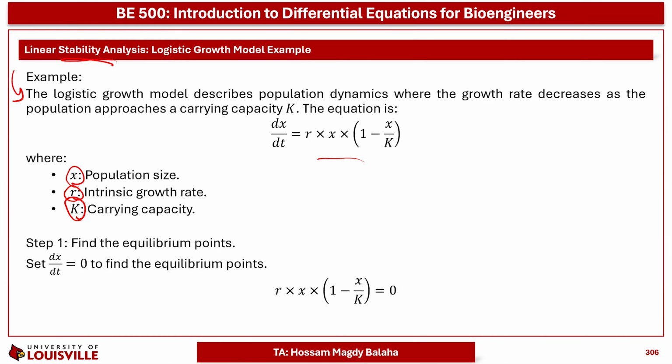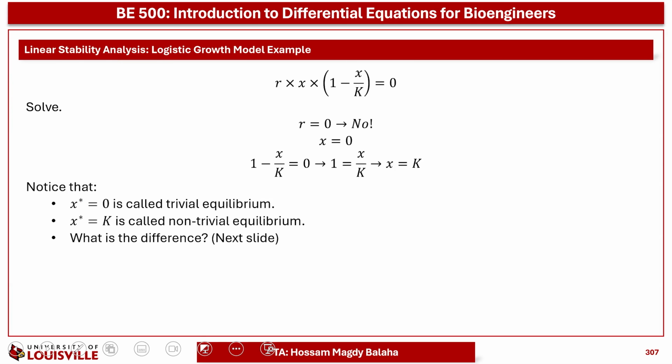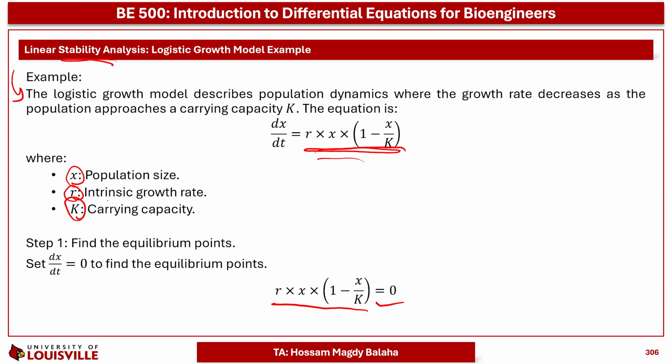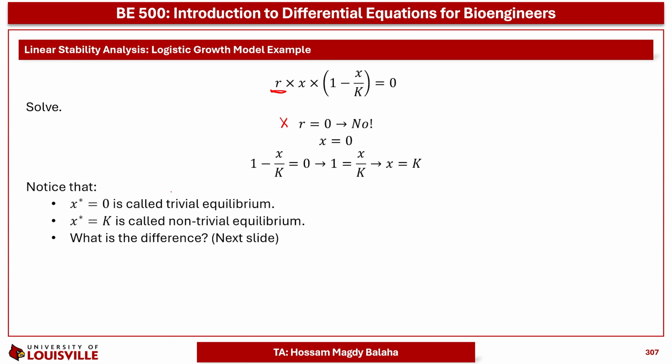The first step is to find the equilibrium points by setting dx/dt equal to 0 and solving the equation. So we will set this equation to 0 and start to solve it. Our aim is to find the values that can make this equation equal 0. So we may say that R may equal 0, and this is wrong because we are focusing here on our variables, and also R is a constant, as mentioned, referring to the intrinsic growth rate. So we'll focus on what are the values for our variables that will make this equation equal 0.